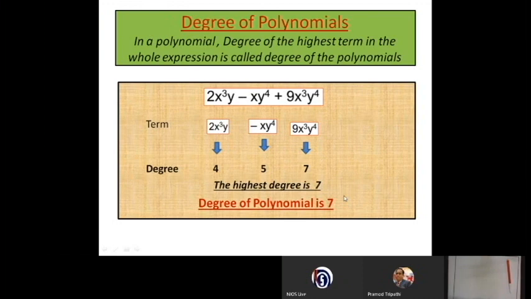So first we studied the degree of the term, and second we have studied the degree of the polynomial. The degree of the highest term in the whole expression, whichever term has the highest degree, that is called the degree of the polynomial. I think the example is very clear here. Is there any doubt?